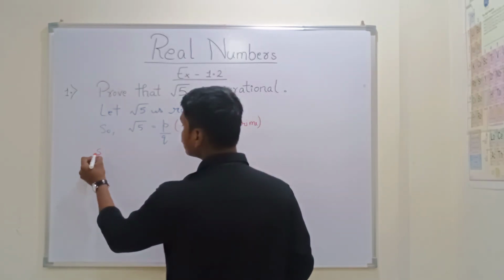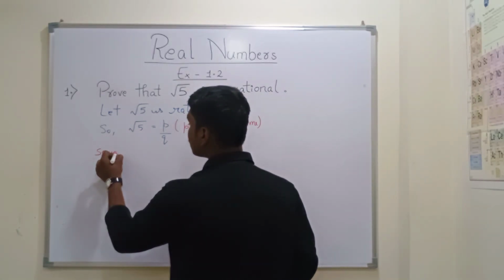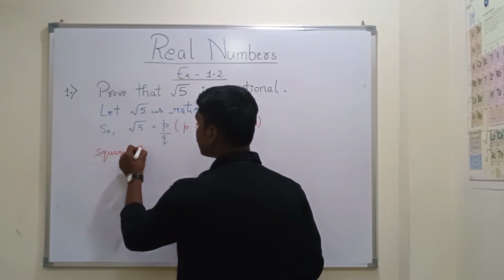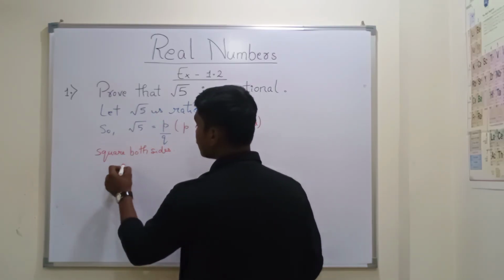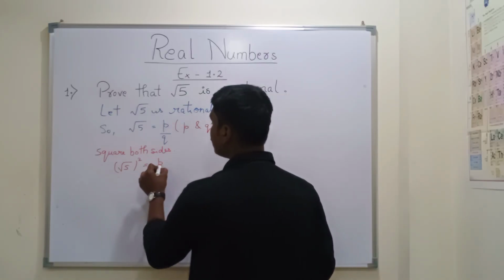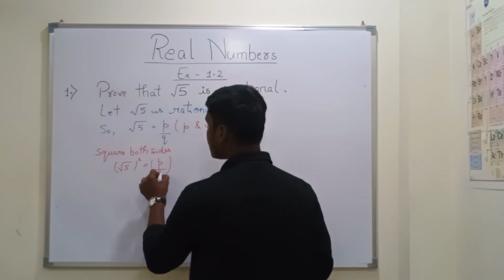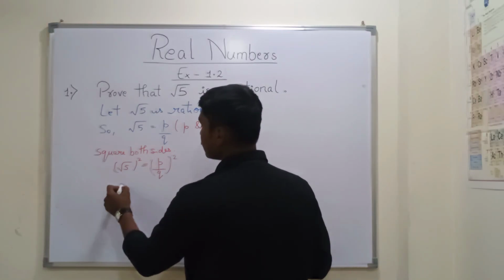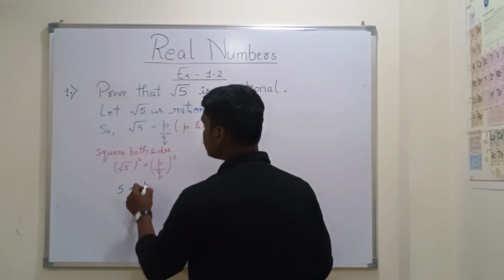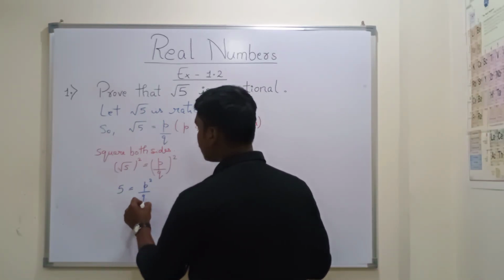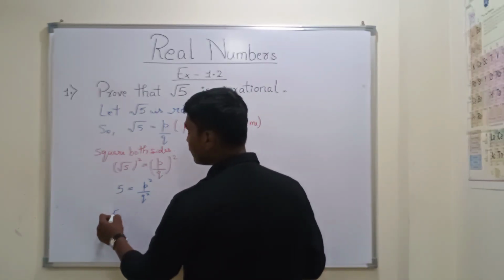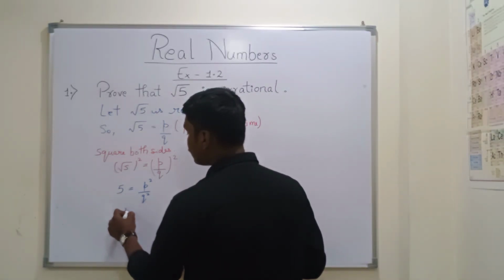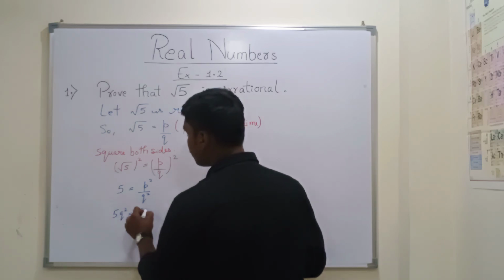So, if we square both sides, so square of root 5 will be equal to square of P by Q. That means 5 is equals to P square by Q square. If we multiply Q square on the other side, then 5 Q square is equals to P square.